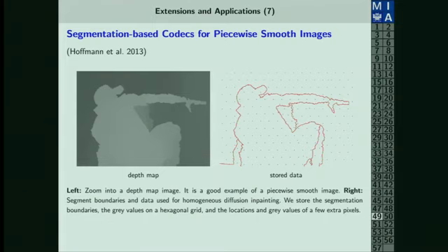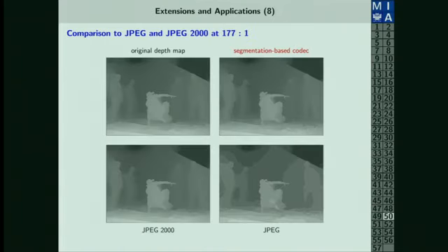These are depth data here from a breakdancer sequence. And let's compare this. So that's the original depth map. And here we compress it with a rate of 177 to 1. So this is what we get with segment-based diffusion. So it's basically the same, original, compressed. This is JPEG 2000, that's a bit worse, and JPEG is substantially worse. No?